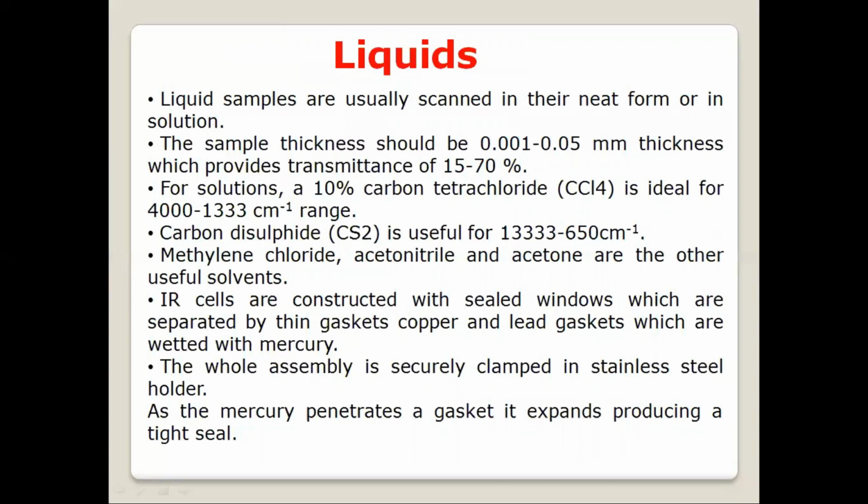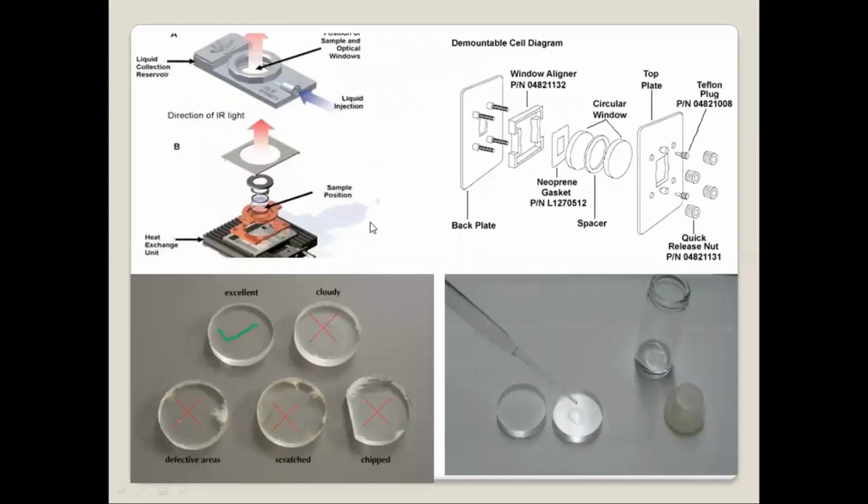IR cells are constructed with sealed windows which are separated by thin gaskets, copper and lead gaskets which are amalgamated with mercury. The whole assembly is securely clamped in a stainless steel holder. As the mercury penetrates a gasket, it expands, producing a tight seal. With the help of this diagram, we can understand more how the liquid will be sampled in IR spectroscopy. Here you can see the stainless steel sample holder, and from here the liquid injection can be done.